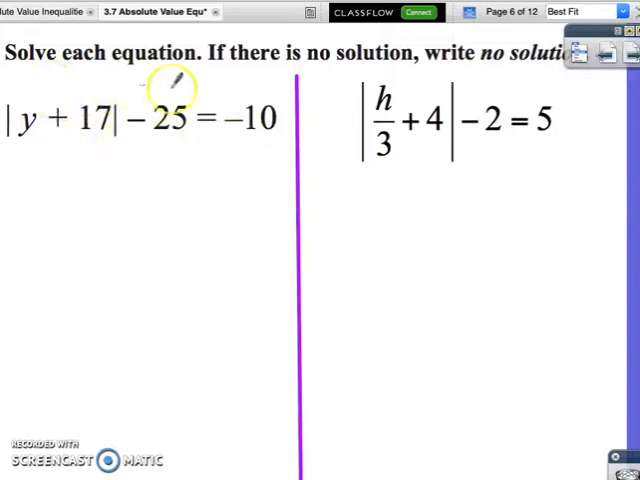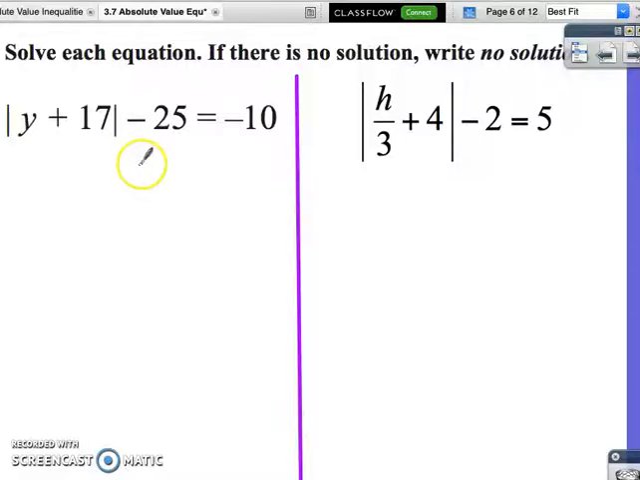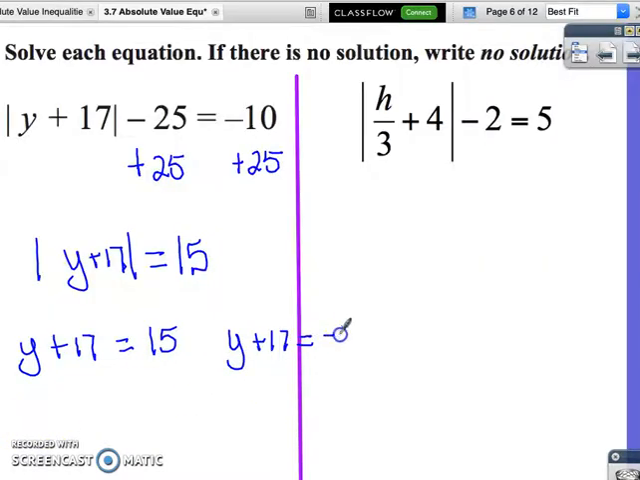So solve each equation. If there is no solution, write no solution. Again, you have to get your absolute value by itself first. So I want to get this minus 25 off of there, so I'm going to add 25 to both sides. Then I have the absolute value of y plus 17 equals a positive 15. Now I have the absolute value by itself on one side, so I'm going to drop the absolute values and set it equal to 15 and negative 15. And then I'm going to solve both of them.